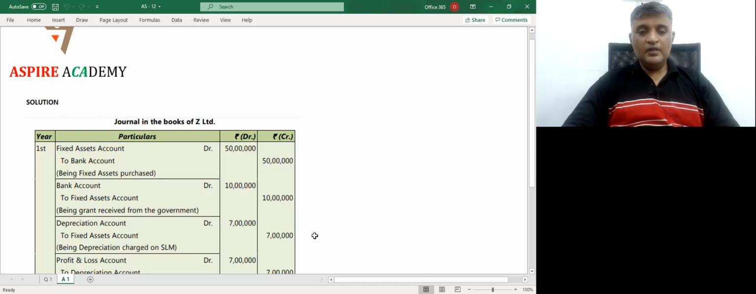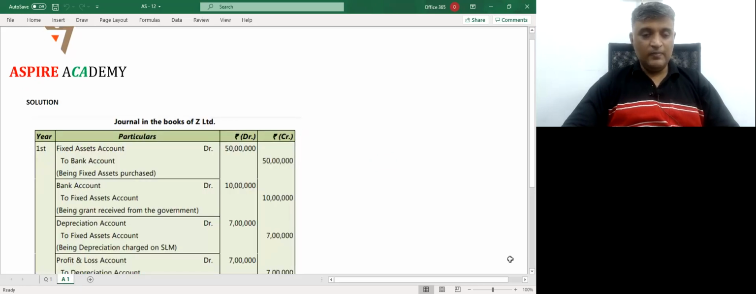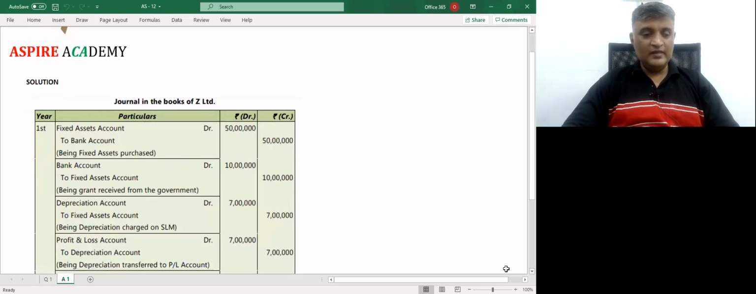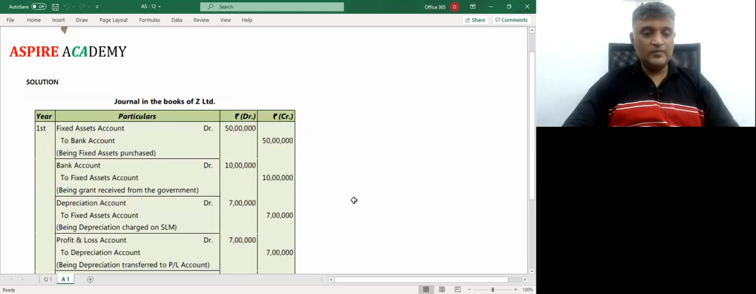Now, what is the depreciation charge for the fixed asset? It is based on the straight line method of depreciation. The net cost is rightly 40 lakhs now, subject to grant. And from 40 lakhs, if I reduce the residual value of the asset, which is 5 lakhs, 40 minus 5 is 35 lakhs. And 35 lakhs by the useful life, what is the useful life? It's 5 years. So 7 lakhs becomes the depreciation charge.